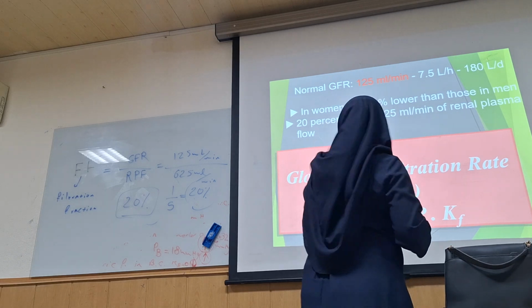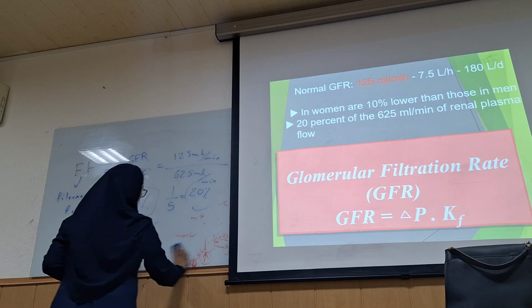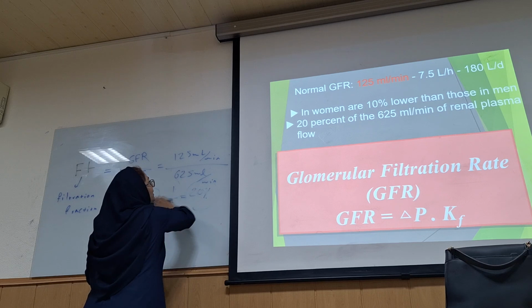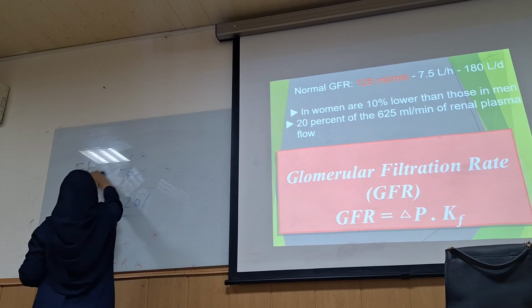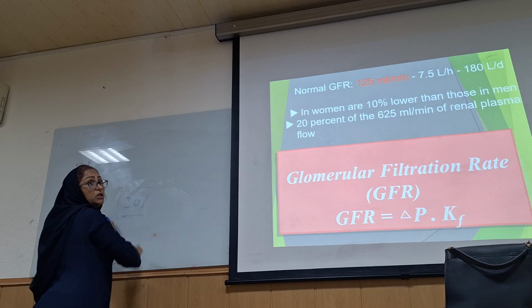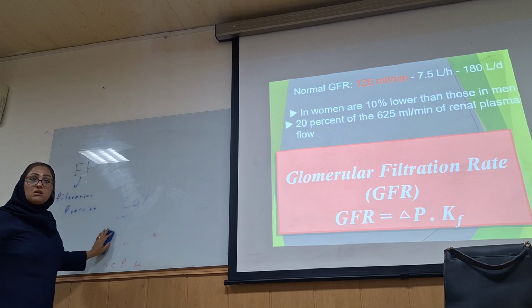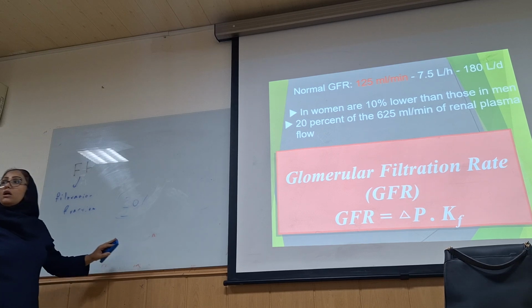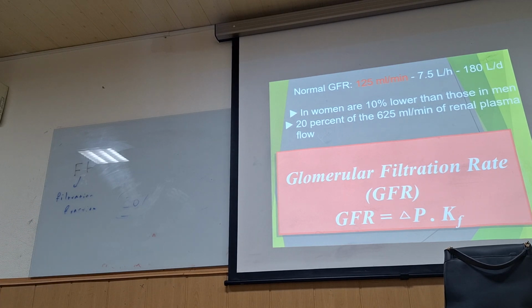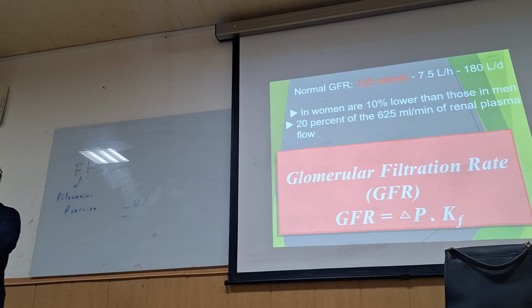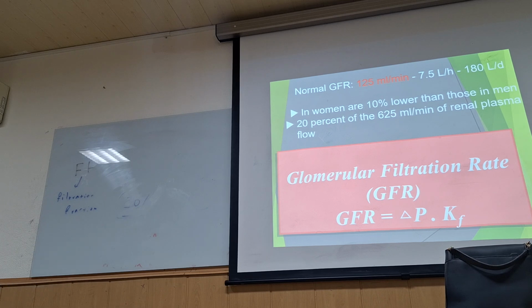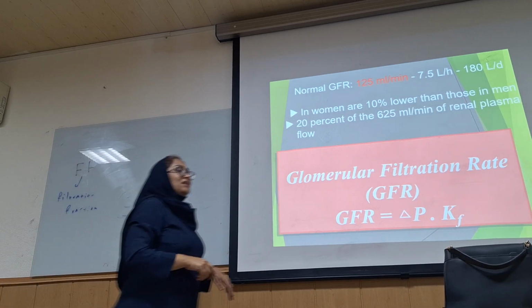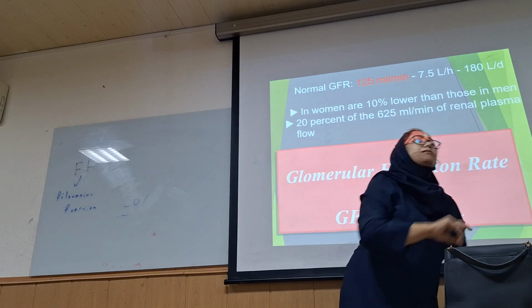Regarding the filtration barrier, how many layers do we have in our capillaries? Name them. In capillaries, 2 layers: one is endothelium, the other is basement membrane. Two layers in capillaries. But here in the kidneys, we have 3 layers.